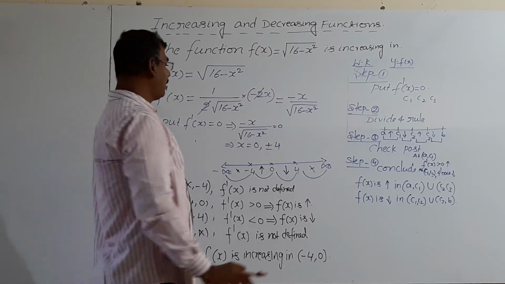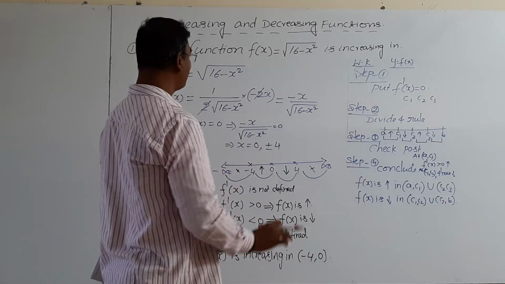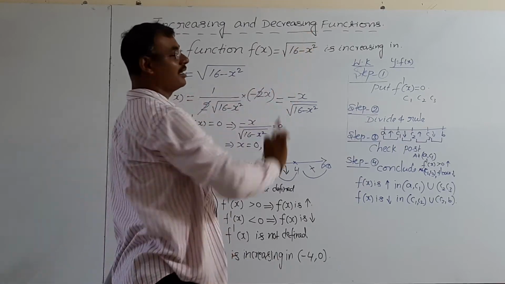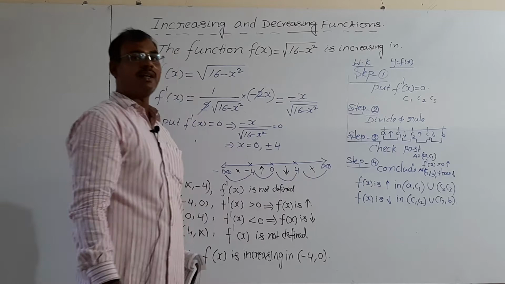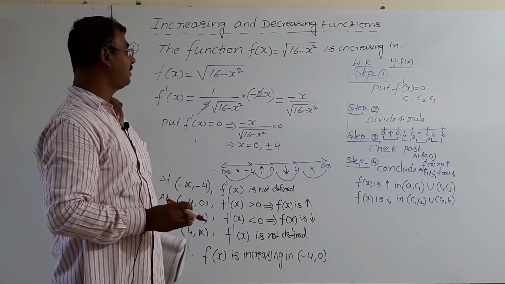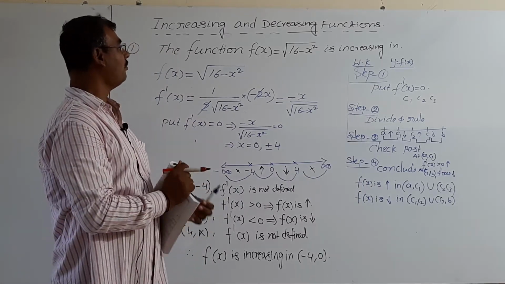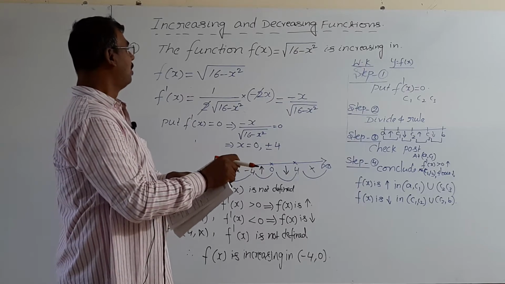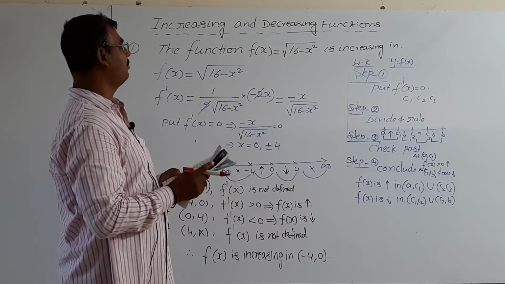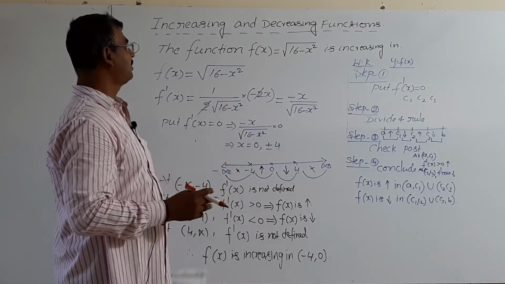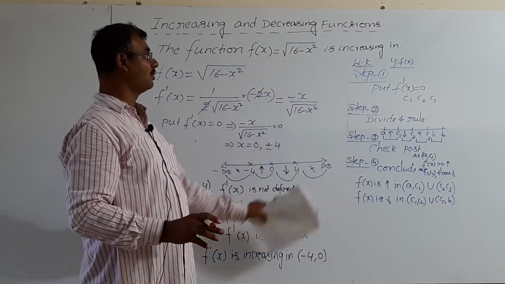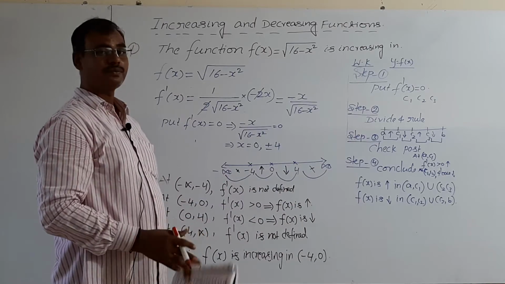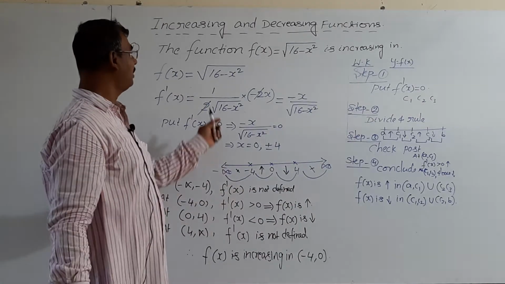In which interval is the function decreasing? The question is decreasing, so 0 comma 4. In this interval the function is decreasing. So keep in your mind how to solve the question. In the same manner, all the questions in this chapter are solved like this. Keep in your mind all the working rules. Are you okay? Shall I explain once again?